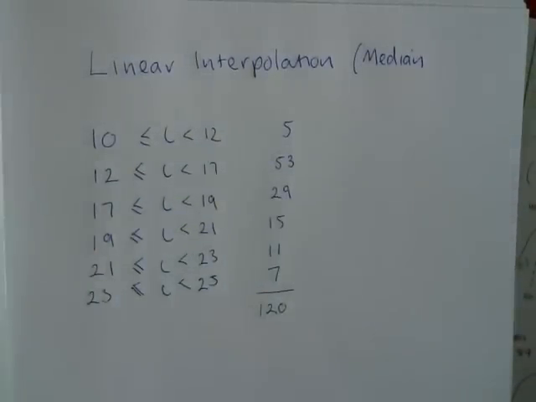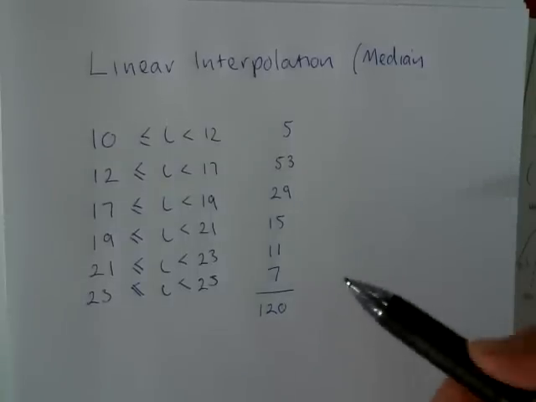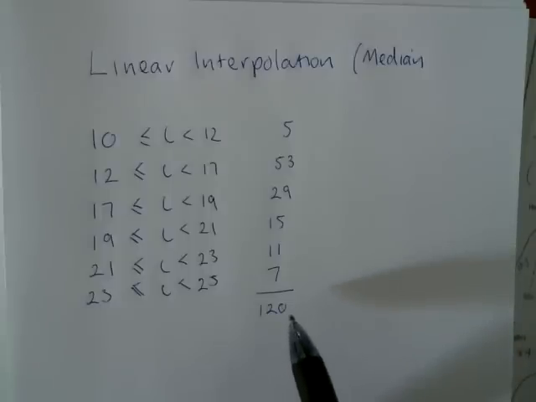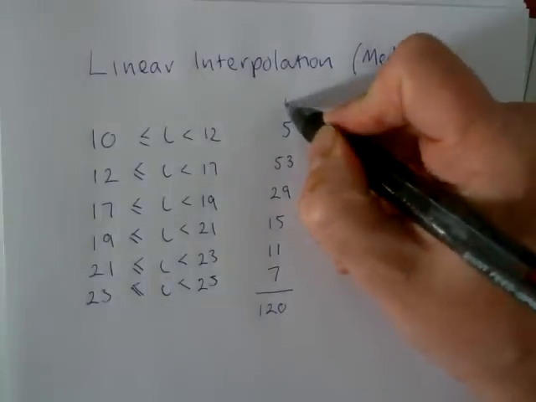So I'm going to show you how to use linear interpolation to find the median from a grouped frequency table. So we're looking at some lengths. We've been given the intervals, and we've got to find the median. So the first thing we need to check is how many scores we've got. Usually that's actually given in the question, but if not, add up your frequencies.